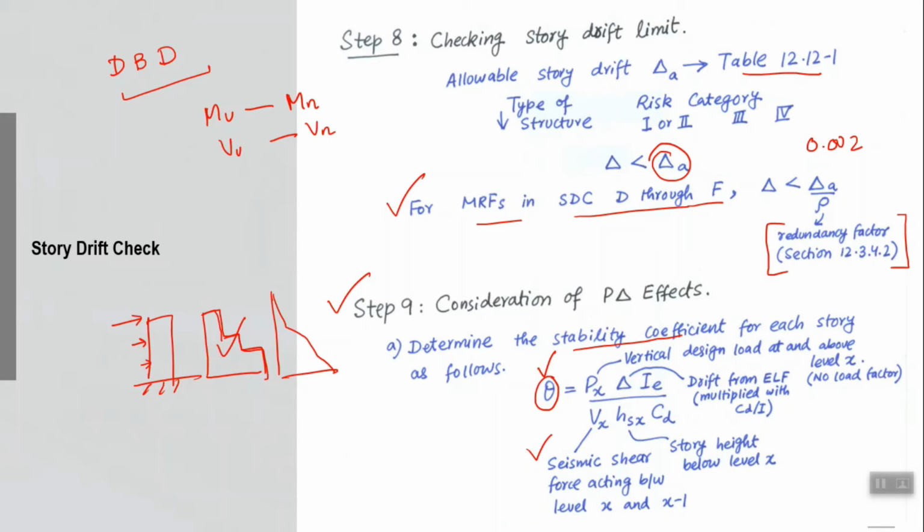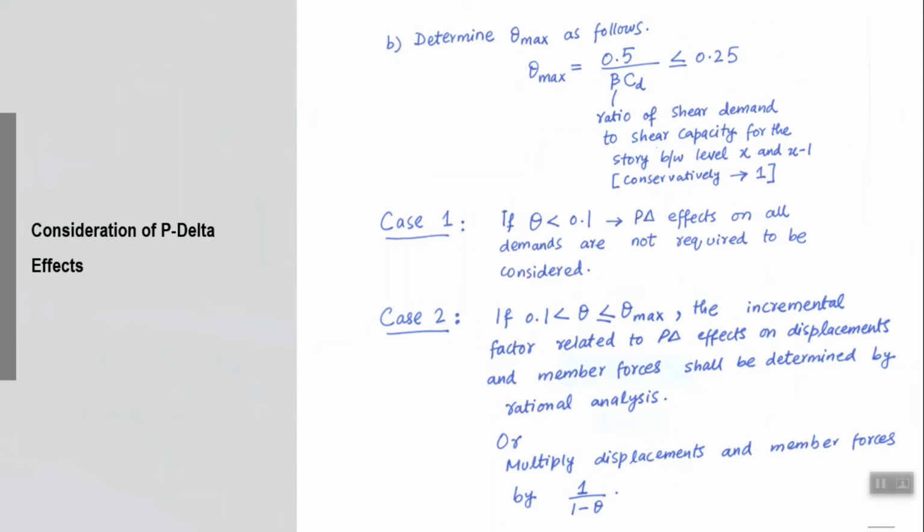So let's say that you calculate that delta theta factor for each story, and if theta is less than 0.1, which means the second order moment, additional P delta moment, is less than 10% of the overturning moment, the P delta effect on all demands is not required to be considered, right? So if you found out that theta is less than 0.1, no need to repeat the analysis or modify the results while considering P delta, right?